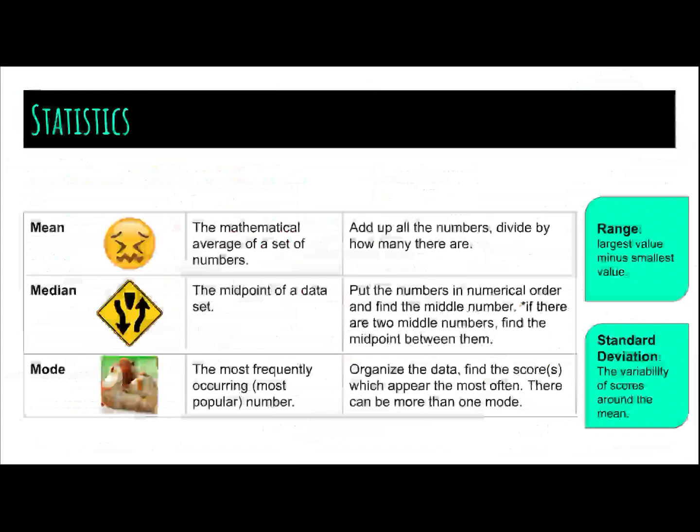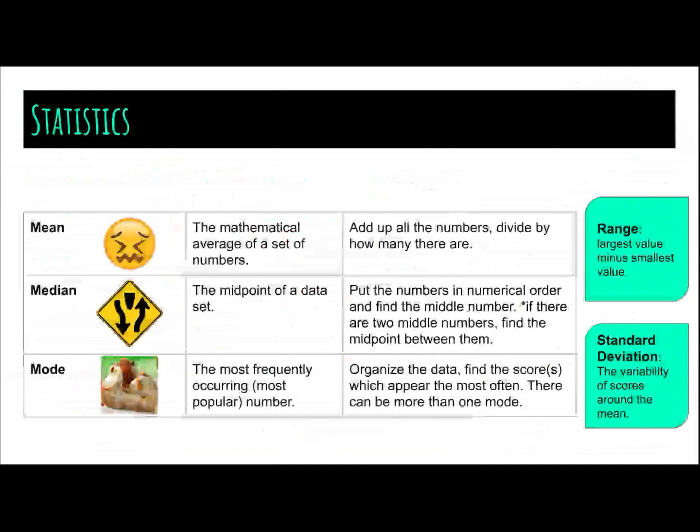Next, we have median. I put a picture of a median road sign. The median is the strip of grass or cement in the middle of the road between the 2 directions of traffic. The reason I put that is to remind us that the median goes in the middle. And in statistics, the median is the midpoint of the data set. To find the median, you put all your numbers in order and just take the middle number.